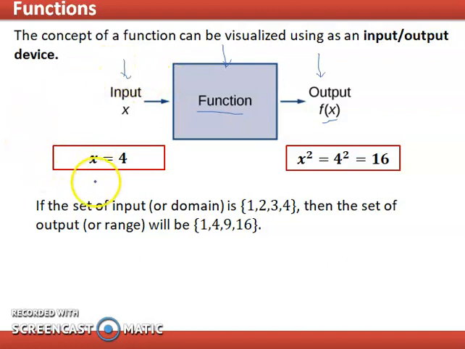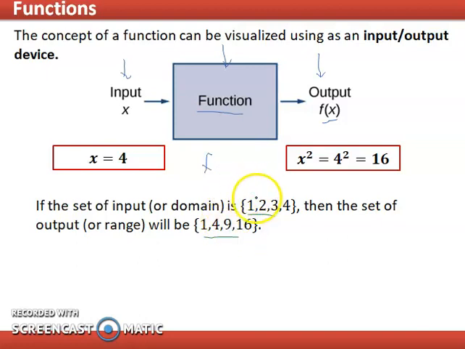So previous example natin na yung input natin na x is equal to 4, dadaan ito ngayon ng function f, and this function f will square. So lahat ng papasok ng box na ito ay kanyang i-square para magkaroon ng output. So if the set of input or domain is this set 1, 2, 3, 4, then the set of output or the range will be 1, 4, 9, 16.